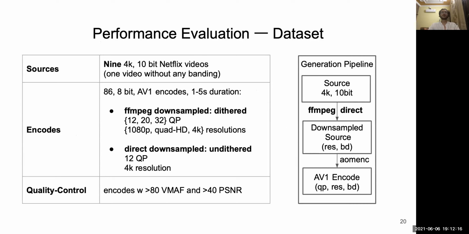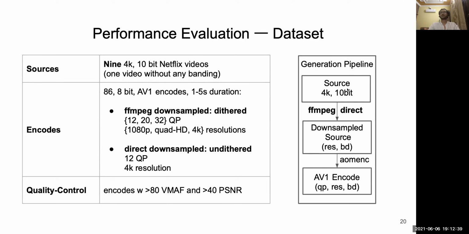Okay, so now I'm going to talk about how CAMBI was validated. First, I'm quickly going to talk about the data set which we used for CAMBI validation. In our data set, we had 9 4K 10-bit sources, which were Netflix video. And one source was explicitly chosen such that it had no banding. These were encoded using AV1 encodes to 8-bit, and these samples were anywhere from 1 to 5 seconds in duration.